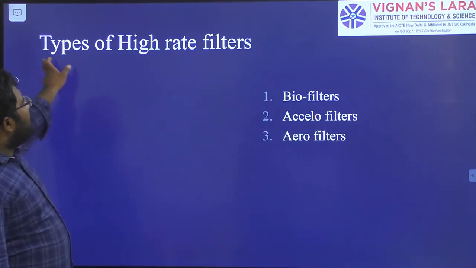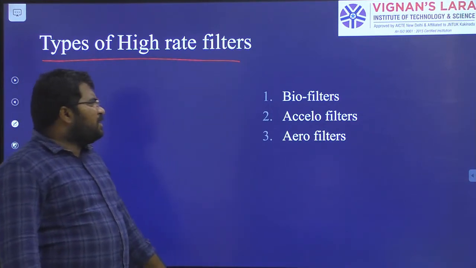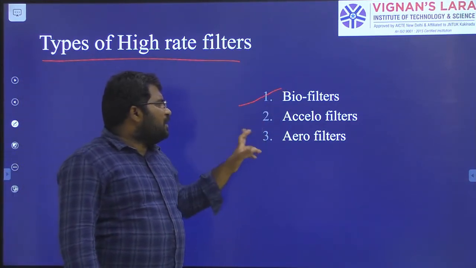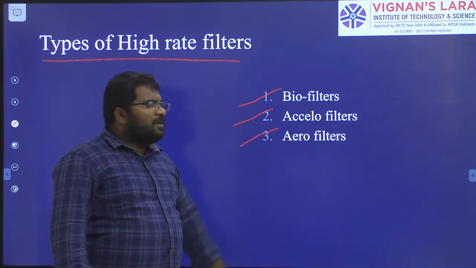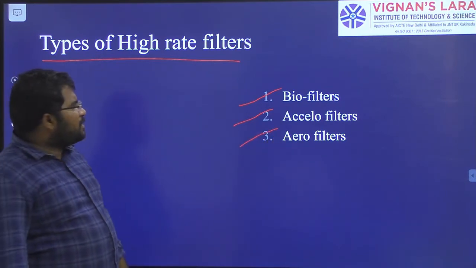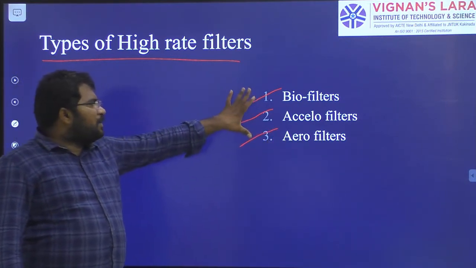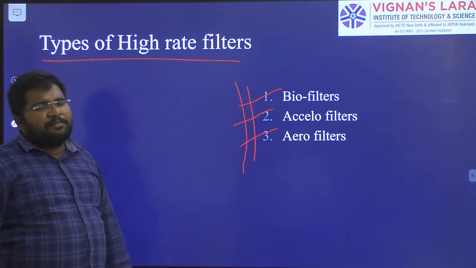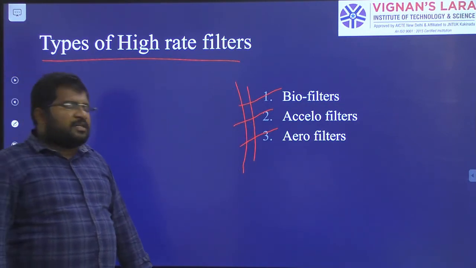Now, the aerated filters are mainly of three types: biofilter, accelo filter and aerofilter. This is out of our syllabus, so if you want, you can read about this in a standard textbook. So that's all about trickling filters.